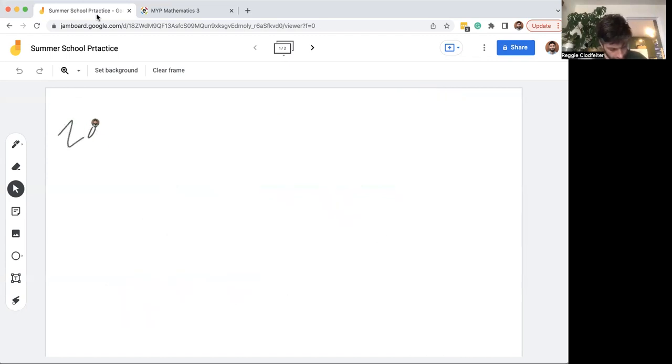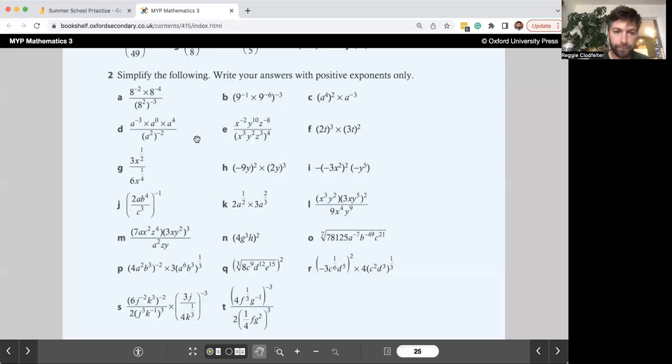Okay, so now we have 2q. Okay, fun looking one. We've only got 4 to go. Okay, so in parentheses, cube root of 8, c to the 9th, d to the 12th, e to the 15th, all squared.